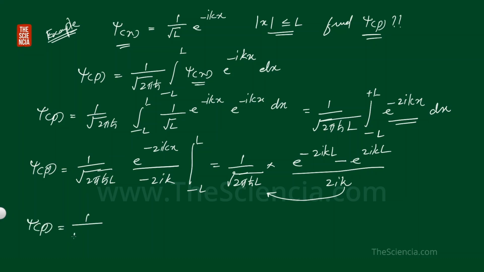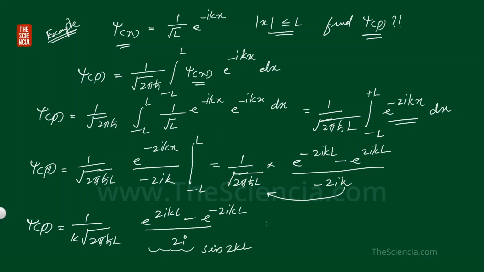to 1 by k root 2 pi h cross L into, sorry, here I missed one minus sign also, so this term will become e raised to 2ikL minus e raised to minus 2ikL by 2i. We know this term, what is this? This is nothing but sine 2kL. So we will get psi of p is equal to 1 by k into root 2 pi h cross L into sine 2kL.